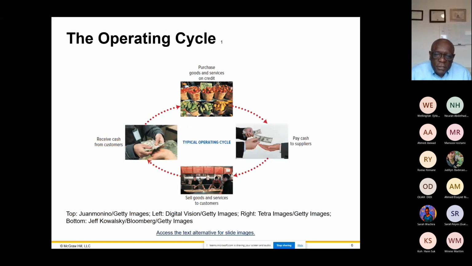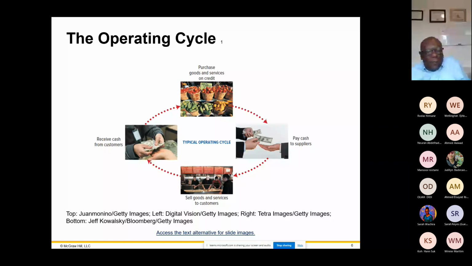So this one, purchase goods and services on credit. Who can tell us what type of business this is? What type of company is this? Is it a manufacturing company? It's a trading company. Very good. This is a trading company. I am proud of you.